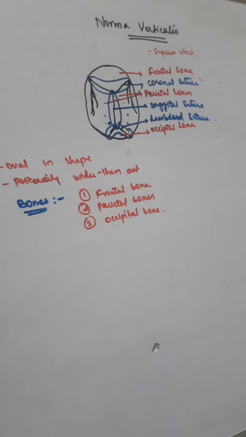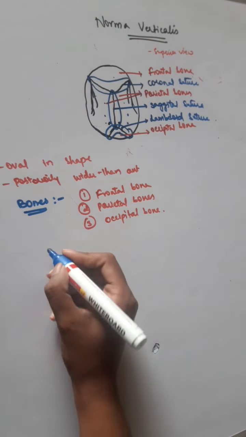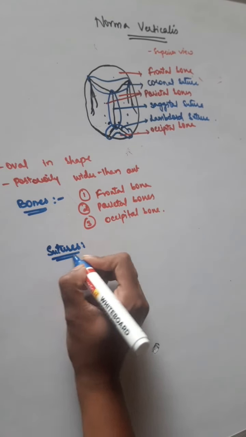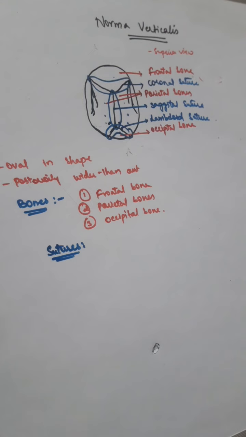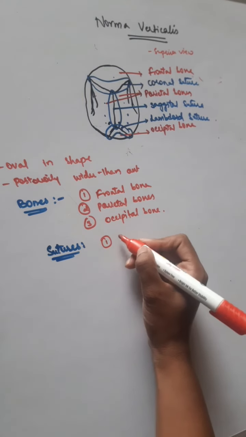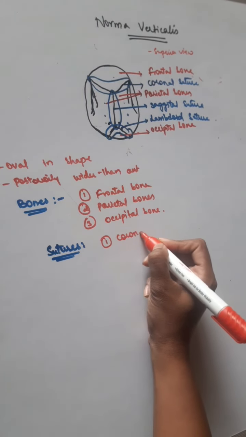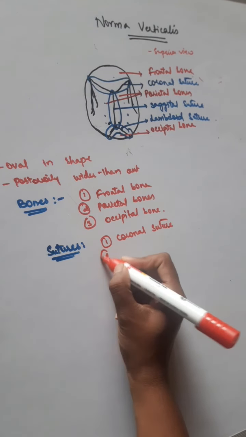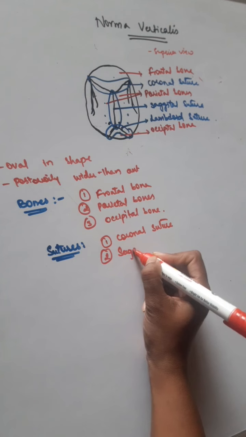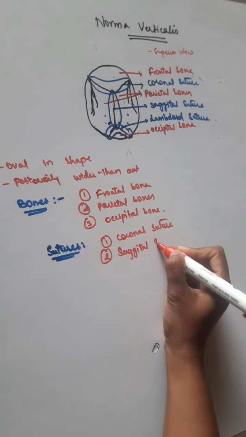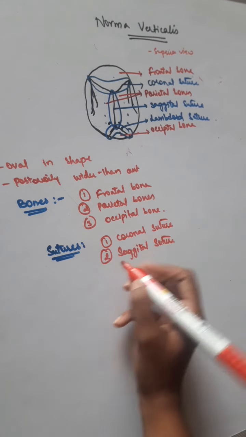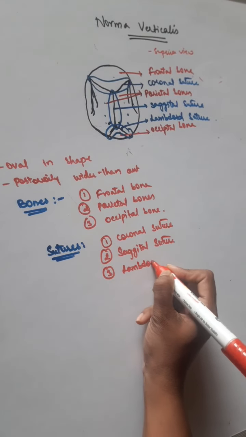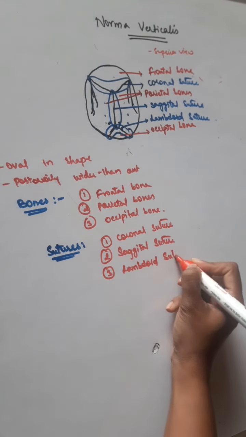Okay, so now what are the sutures that can be seen? First, coronal suture. Second, sagittal suture. And the third one is lambdoid suture.